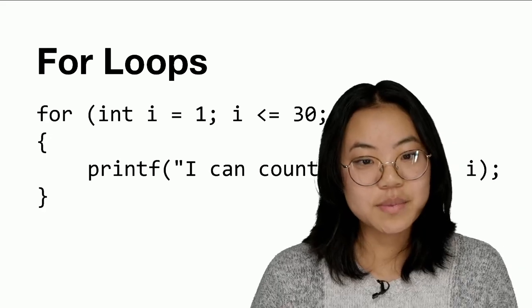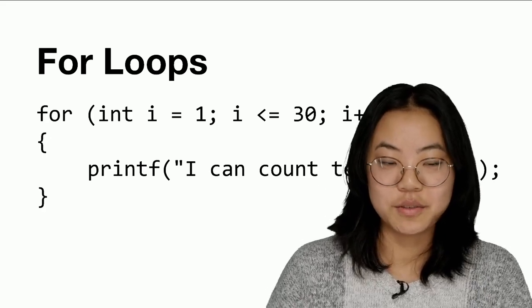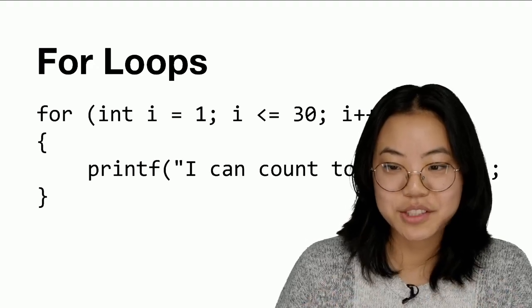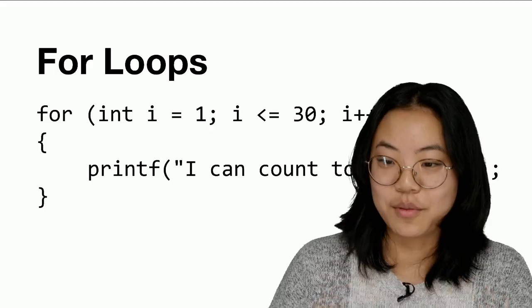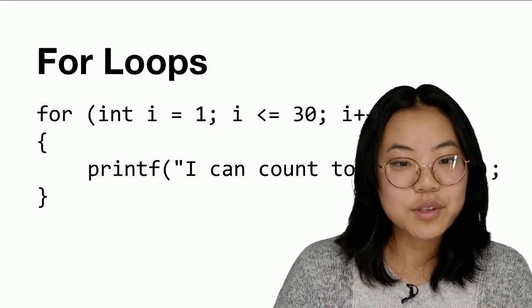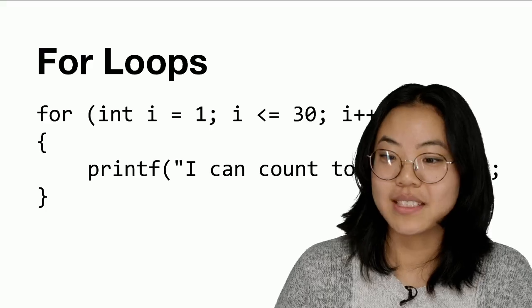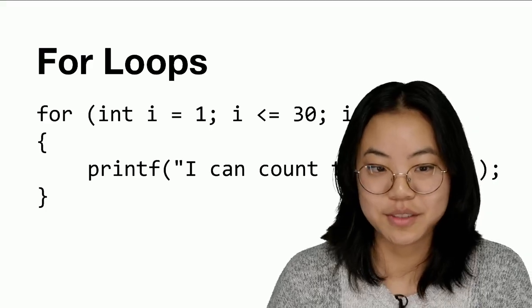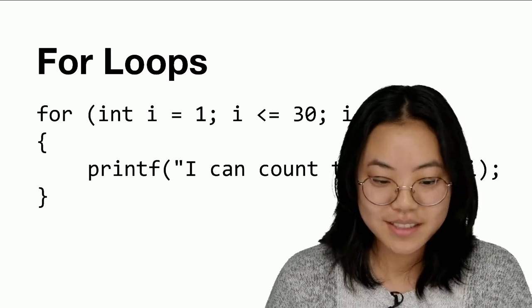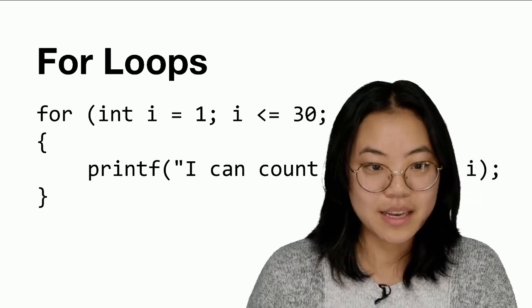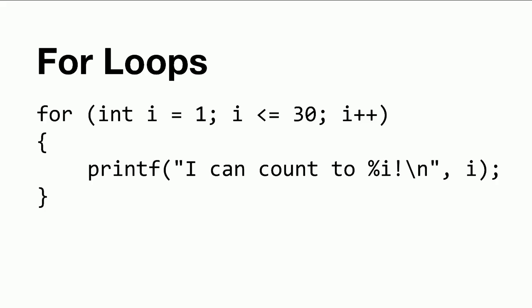We also have for loops. This is if you want to do some sort of action a repeated number of times. And for loops especially are helpful if you know exactly how many times you're going to be doing that thing. So in this little example here, we have a for loop that prints out, I can count to 1, I can count to 2, I can count to 3, and so on until I can count to 30.